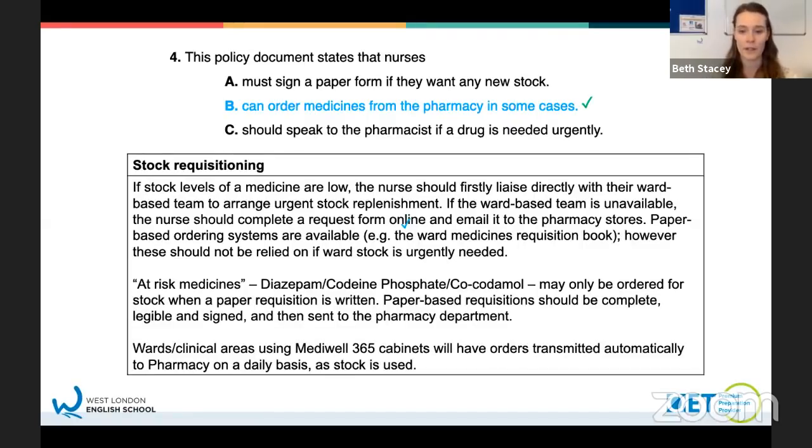Now, what it's saying is the nurse should liaise directly with the ward-based team, and that means they can order medicines from the pharmacy in some cases, because if the ward-based team is unavailable, then the nurse requests the form and emails it to the pharmacy. So that means in some cases, and the some cases is if the ward-based team is unavailable.